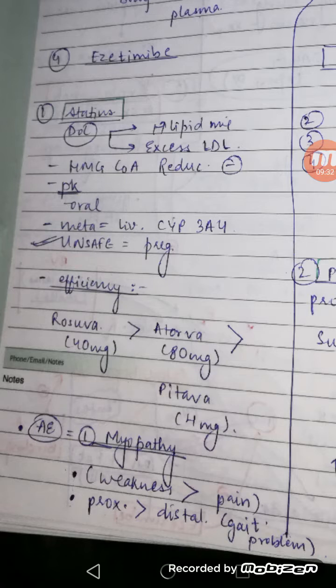Now coming to the negative aspects. Number 1, myopathy. Number 2, liver toxicity. Number 3, dryness of skin. And number 4, weight loss. Weight loss, I think it would be a positive thing, but according to medicine, it's a bad thing.